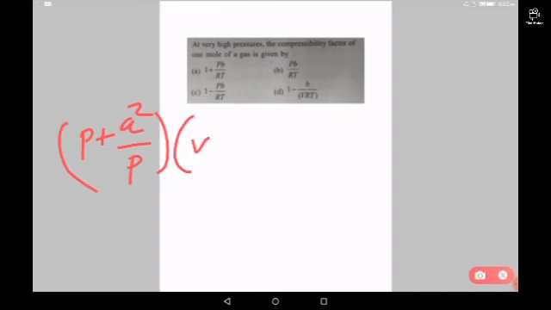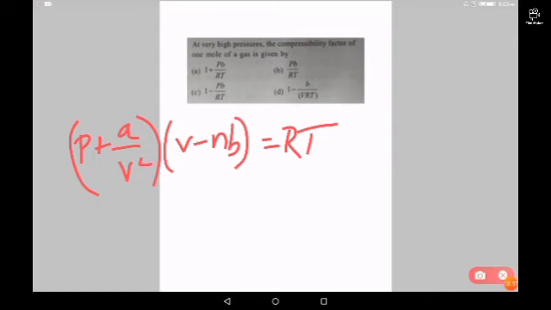Now this is our next question. Let's check the question. At very high pressure, the compressibility factor of 1 mole of gas is given by. We have the van der Waals equation, P plus A by V square. So this is our van der Waals equation, and when there is high pressure, we know that in the previous video I told you what A and B represent.